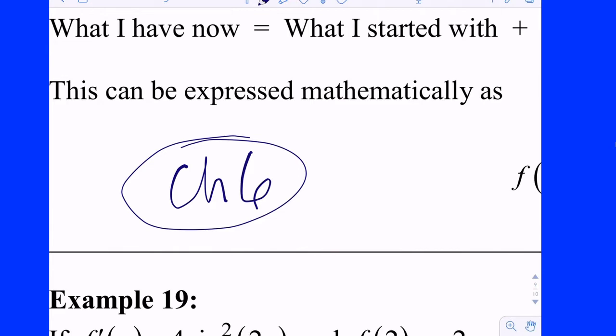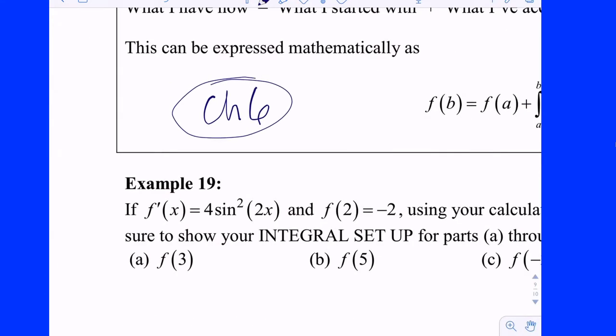And in 2010, four of the six dealt with this topic. Okay, 4 of the 6. Some were with numbers, some were with graphs, and some were with equations. Some were with units, they were applications, some were without. So, very important idea. All right, let's try example 19.